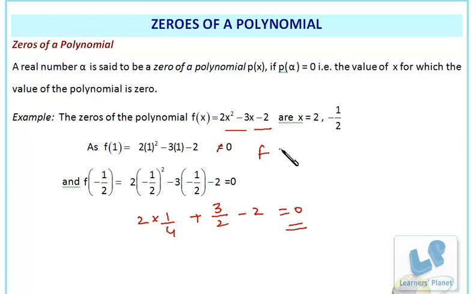Similarly, we can calculate f(2) also. So f(2) is equal to 2 into 4, that's 8, minus 6 minus 2. So that's also 0. That means 2 is also a zero of the polynomial, right?